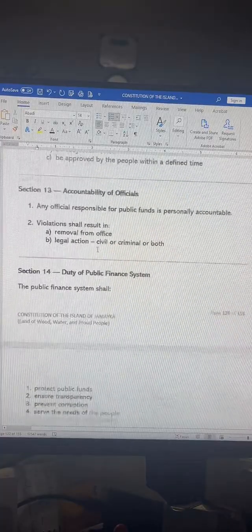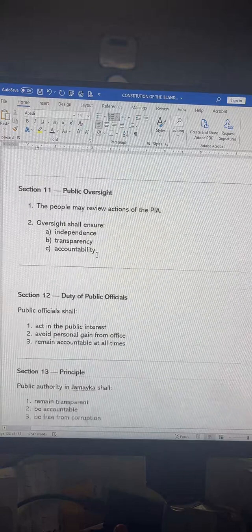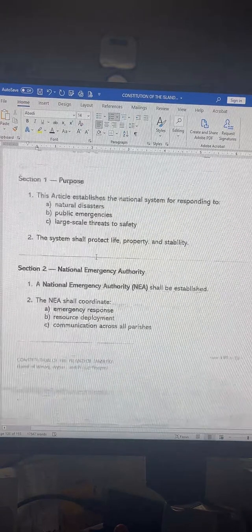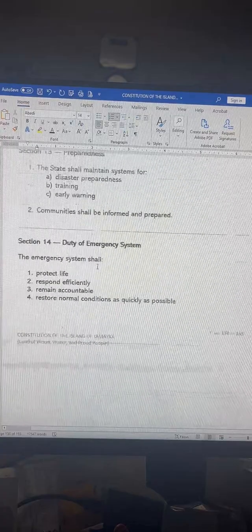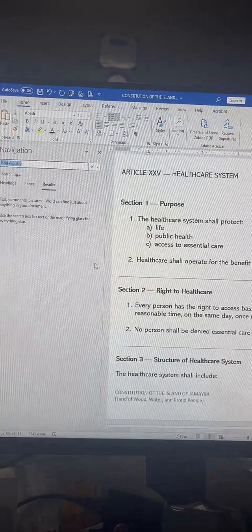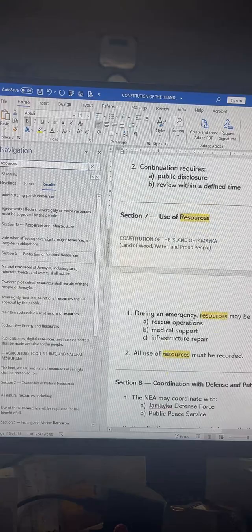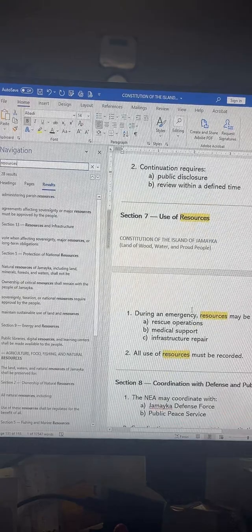Public finance, anti-corruption, disaster, use of resources.